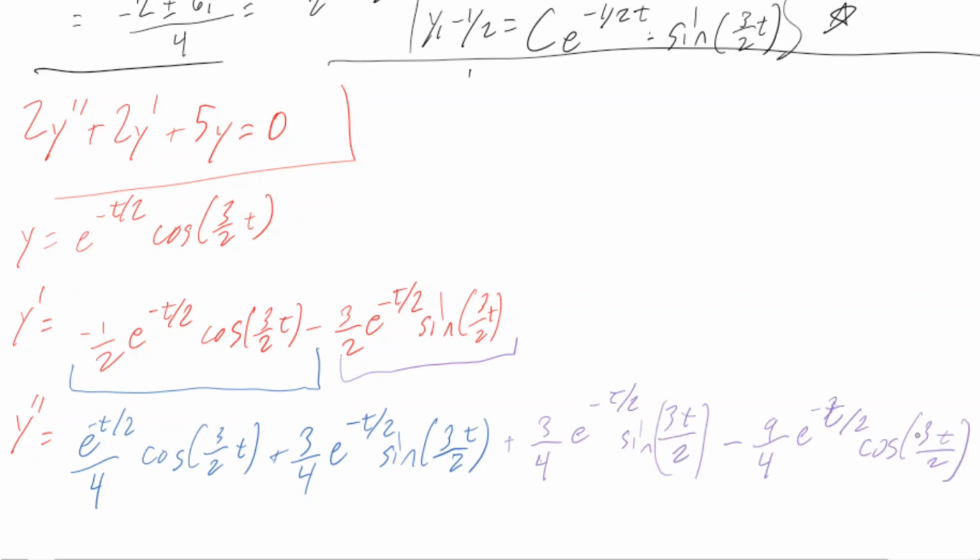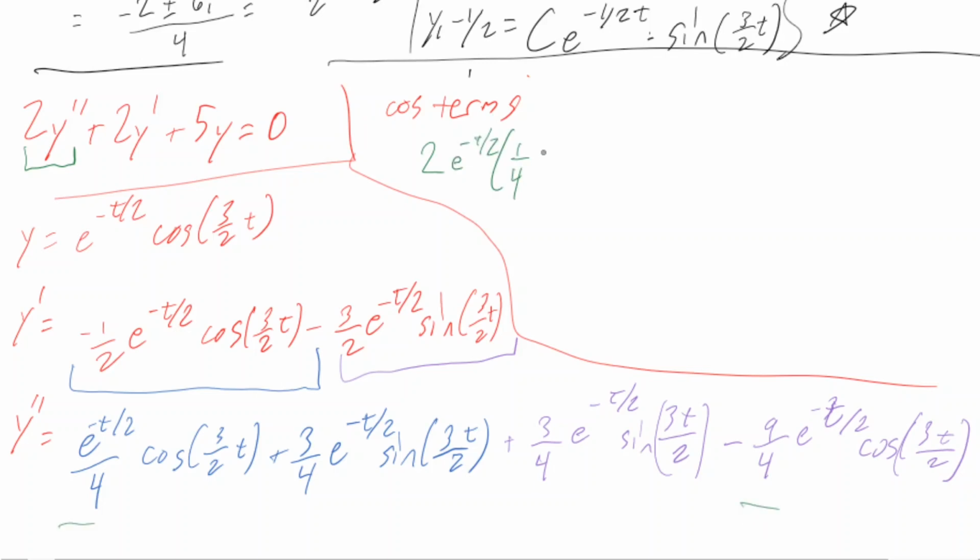Once you've carefully taken each of these derivatives, you can plug it back into the differential equation. Again, you have to be careful because there are constant coefficients to factor in. We're not just adding these three equations. So let's just look at the cosine terms. There's a bunch of sine terms as well, but let's just look at the cosine terms. The cosine terms that arise from y double prime, we need to multiply by 2. So I'll do this in green. From y double prime, we have 2e to the negative t over 2 times 1/4 minus 9/4, the two terms underlined in green.